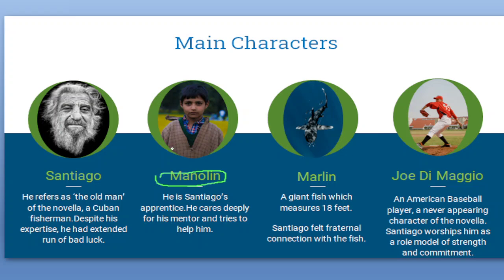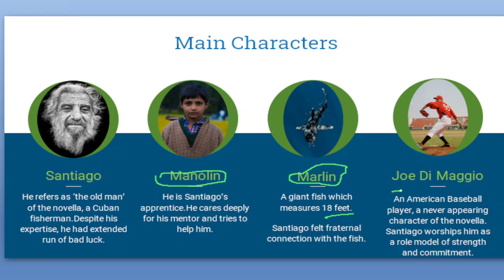a mentor and mentee relationship. The third character that comes into the picture is Marlin. Marlin is a big giant fish, and it is 18 feet long, and Santiago and Marlin both share a fraternal connection during their journey.